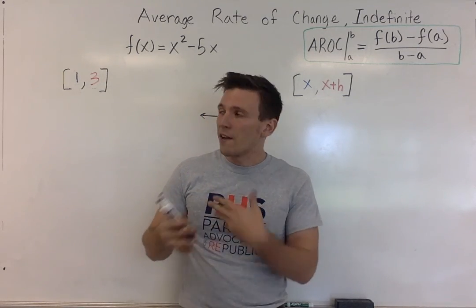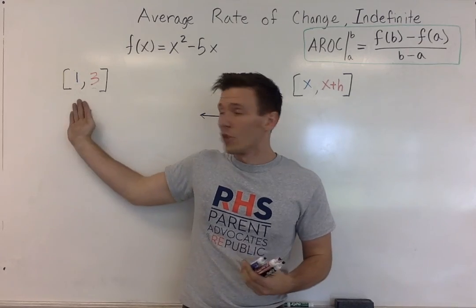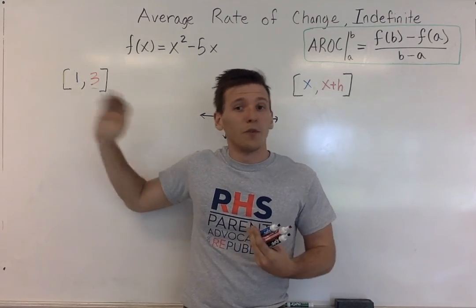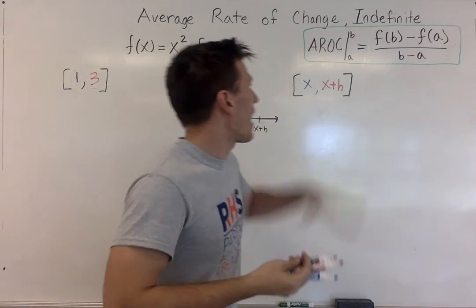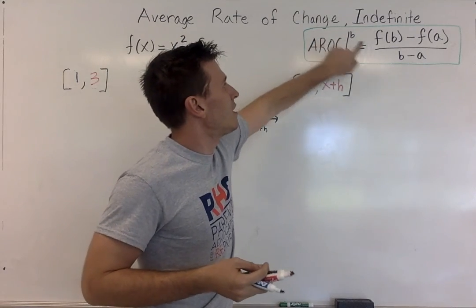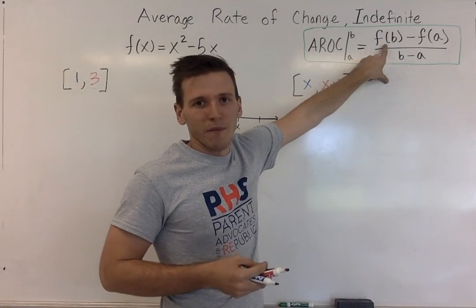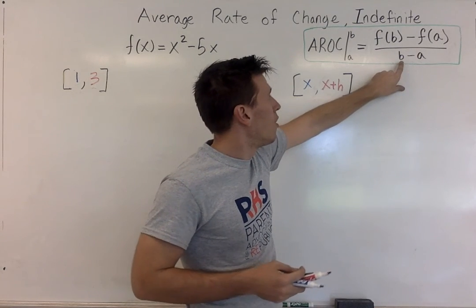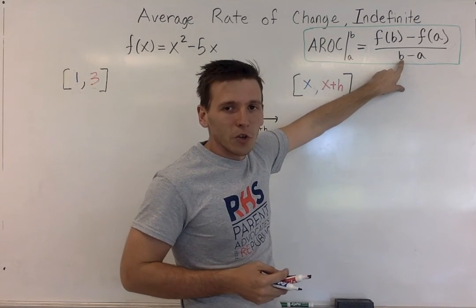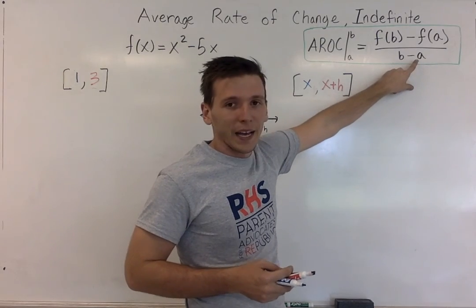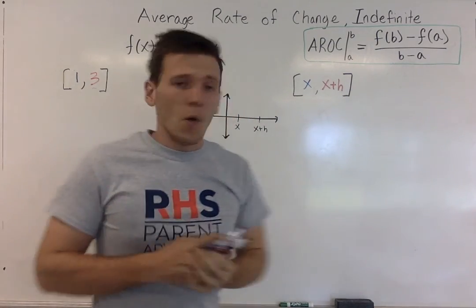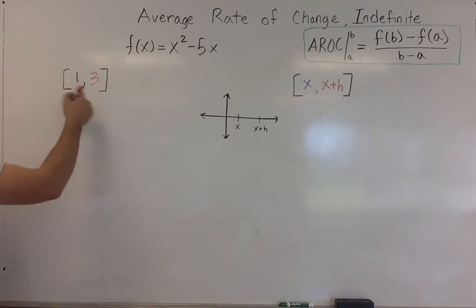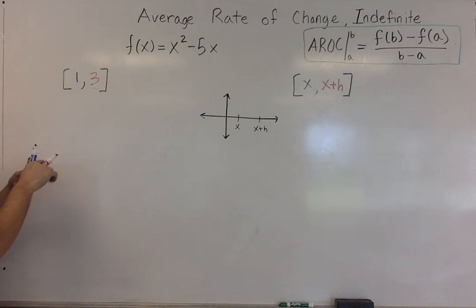We're going to do this by building off of understanding what it looks like to do it for a definite interval first. So we know that average rate of change from A to B is just f of B, the output of my final point, minus f of A, the output of my starting point, over B, my final point, minus A, my initial point. So what this looks like for 1 to 3 for this function is pretty straightforward.